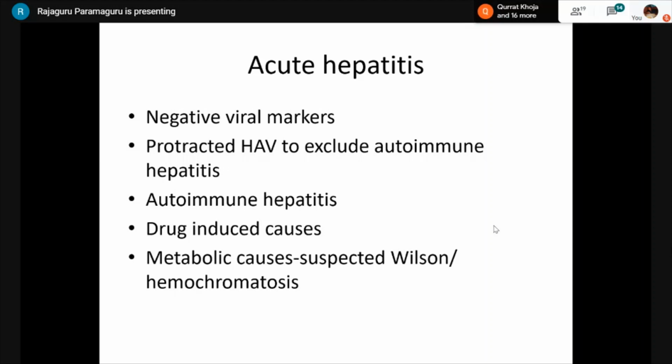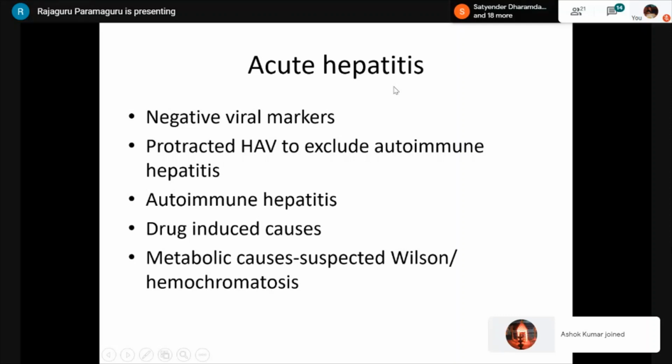Next, if the infection, that is a hepatitis A virus infection, is protracted, not resolving even after 6 to 9 months, then they do a biopsy to exclude autoimmune hepatitis, which I'll be discussing later. And then in cases of autoimmune hepatitis, these conditions I'm discussing under acute hepatitis. What is the reason for biopsy in an acute hepatitis?